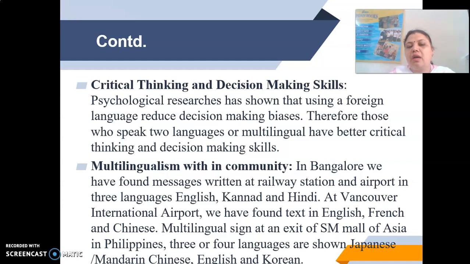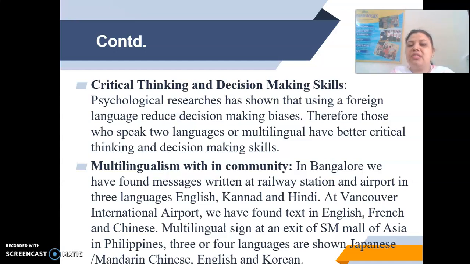Multilingualism within community. In Bangalore, we have found messages written at the railway station and airport in three languages: English, Kannada, and Hindi. At Vancouver International Airport, we have found text in English, French, and Chinese. A multilingual sign at an exit of SM Mall of Asia in Philippines shows three or four languages: Japanese, Mandarin, Chinese, English, and Korean.